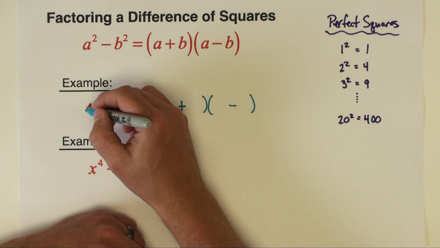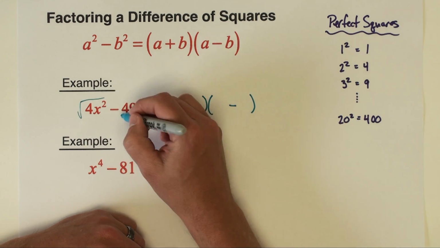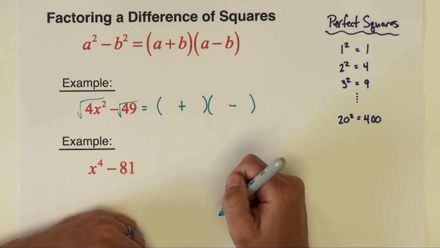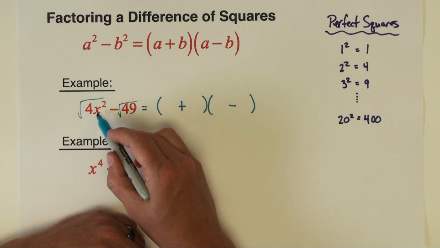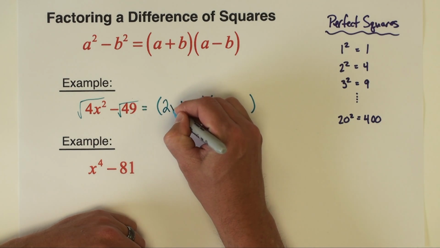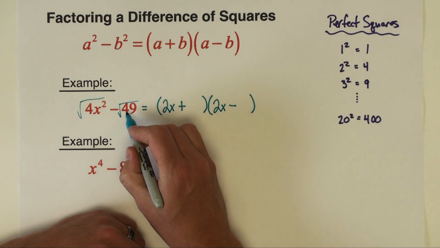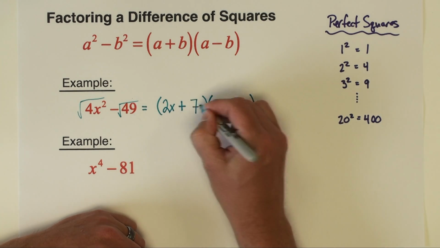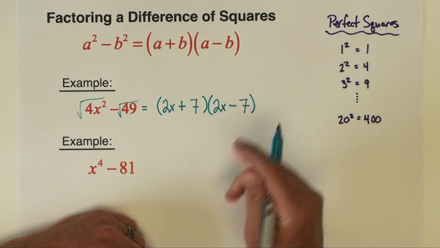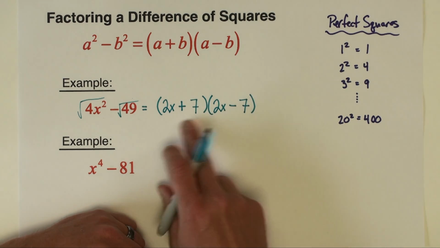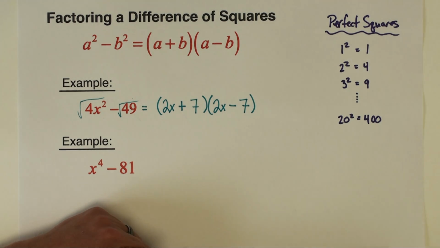What I need to know essentially is what's the square root of this term, what's the square root of that term. If I square root 4x squared, we get 2x and 2x. If I square root 49, we get 7 and 7. That's completed. That's our difference of squares factoring pattern.